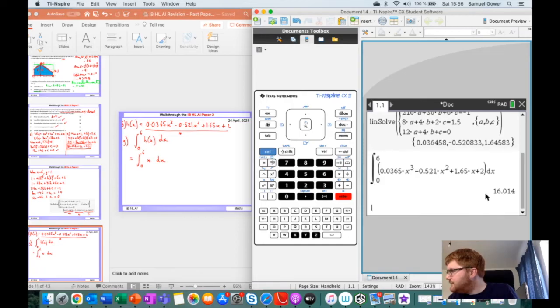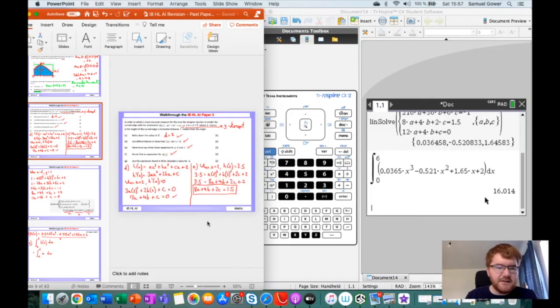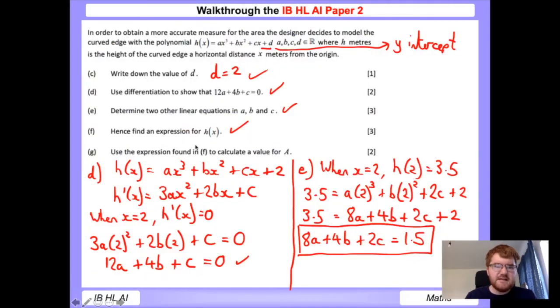Okay, now this is different to the main answer you get. I'll show you this in a moment, but it says in the notes here that they will accept this answer from the 3 significant figure answer, the part G. So they'll accept this answer of 16.014. Notice, there's one thing I didn't particularly mention at the time, is they say use the expression found in F to calculate a value for A.